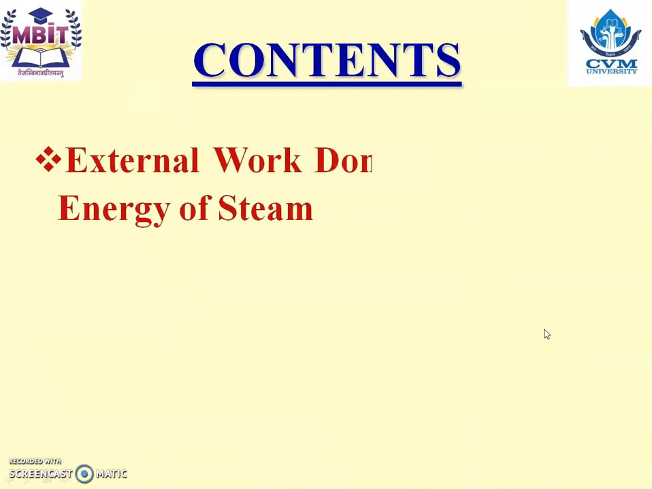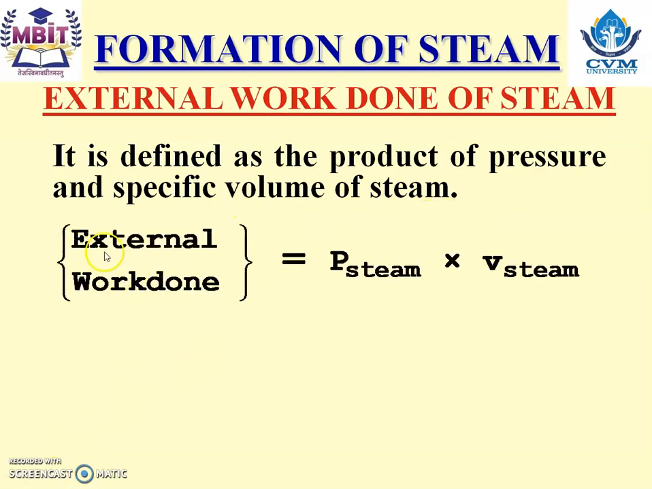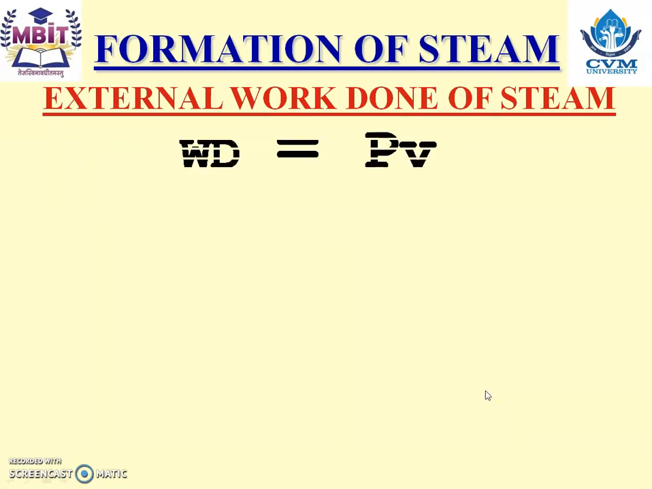The topics included in today's lecture are external work done of steam and internal energy of steam. External work done of steam is defined as the product of pressure and specific volume of steam. So external work done is equal to the pressure of steam multiplied by the specific volume of steam. So work done is equal to P multiplied by specific volume.